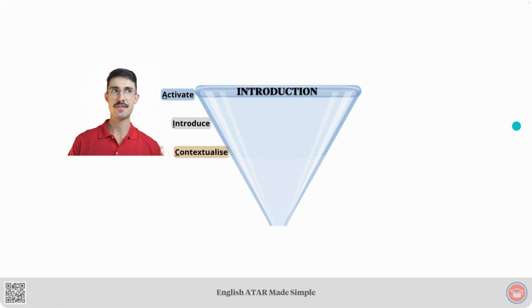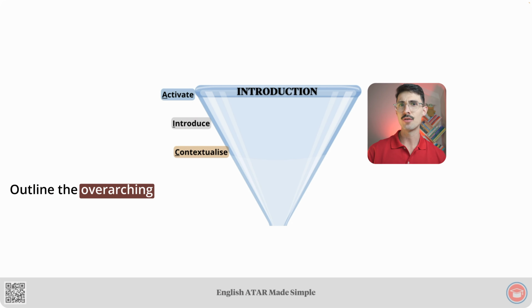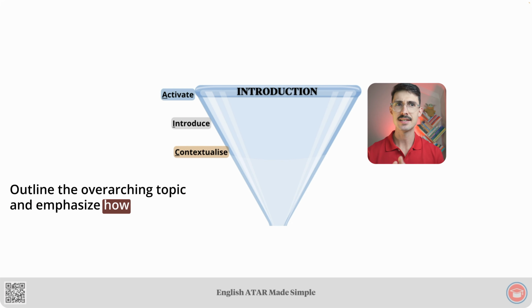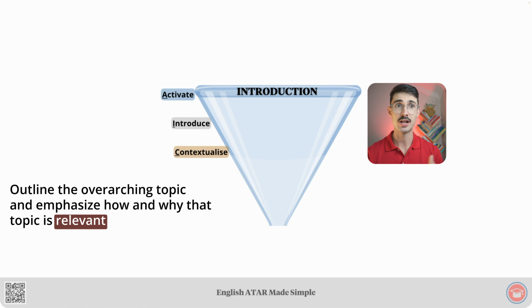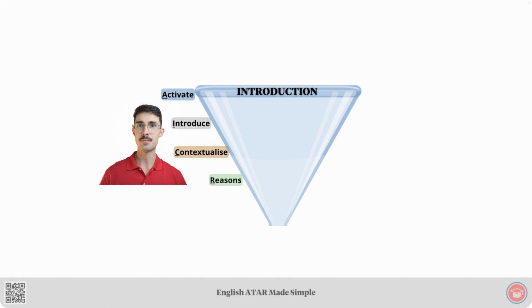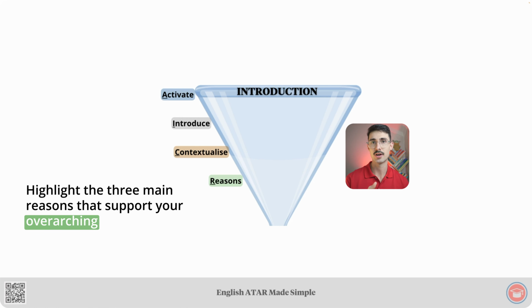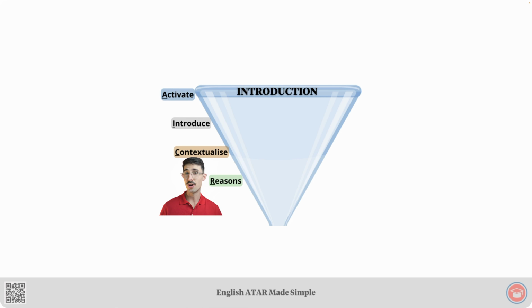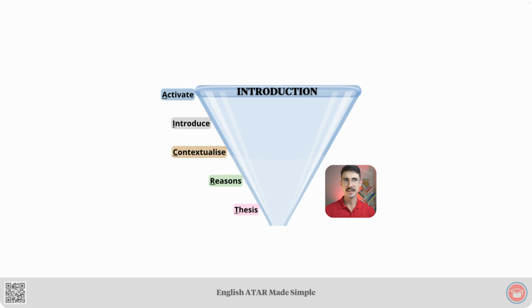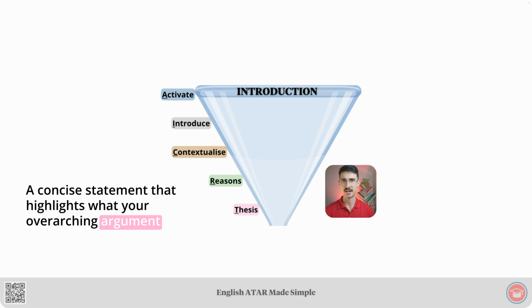From there, we have the next element, the contextualize. This is where you outline the overarching topic and emphasize how and why that topic is relevant to your audience. Next up, we have the reasons element. This is where you should highlight the 3 main reasons that support your overarching argument. Speaking of your overarching argument, we've got the 5th and final element of our introduction, which is the thesis. The thesis is just a concise statement that highlights what your overarching argument is.